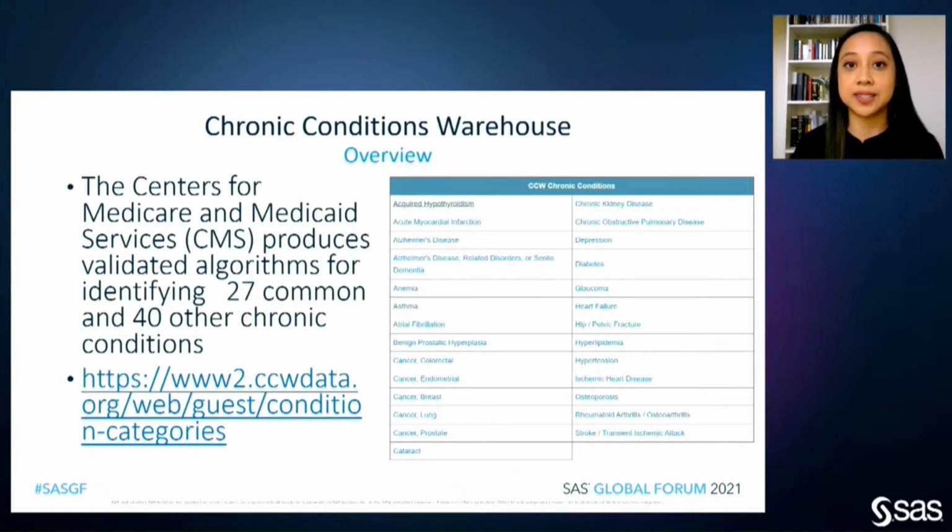So this table here on this slide on the right shows the 27 common conditions that we have algorithms for. It includes conditions such as hypertension, hyperlipidemia, asthma, Alzheimer's disease, and rheumatoid arthritis. The CCW also publishes 40 other chronic conditions that are mainly for mental health issues. These include conditions such as schizophrenia, bipolar disorder, and substance use disorder. While these conditions are not included in our package, they can be easily added in using our customizable features. All of this information is published in detail on the CCW website.